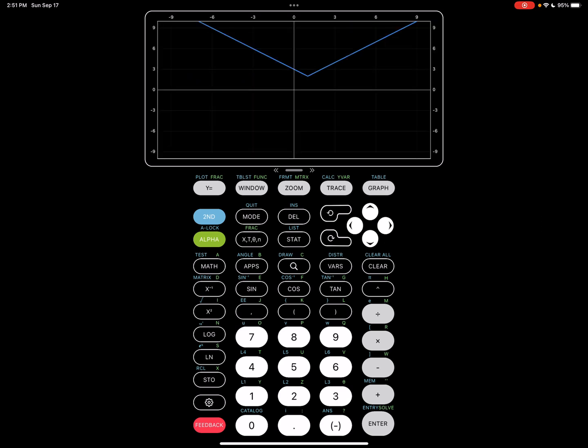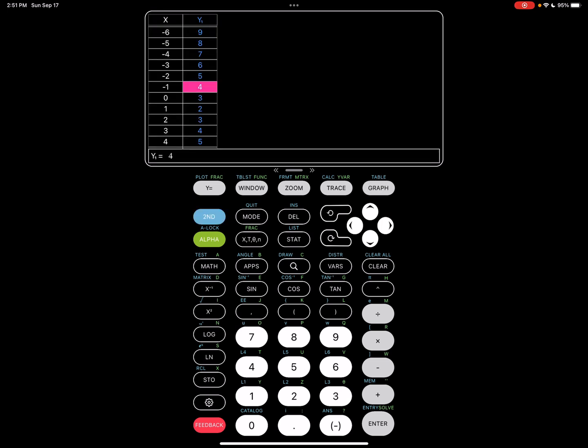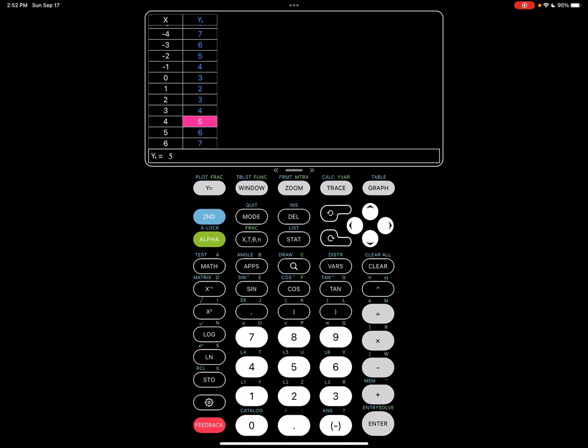Okay, so it still looks like a V, but it has changed a little bit. Let's look at our table. To see the table, you press the blue button, second, and graph once again, and let's look for that turnaround point. Let's look for where our countdown changes positions. So I'm going to come up here: 9, 8, 7, 6, 5, 4, 3, 2, 3, 4. Oh, there's the turnaround. The turnaround happens right here at the point 1, 2. So that must be my vertex. I'm going to put that in the center here at the point 1, 2.